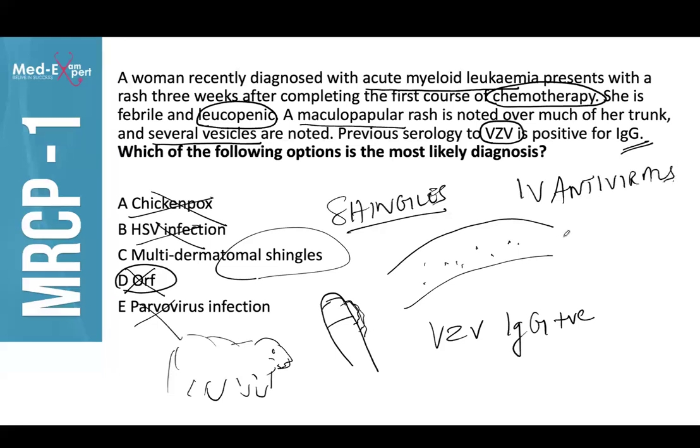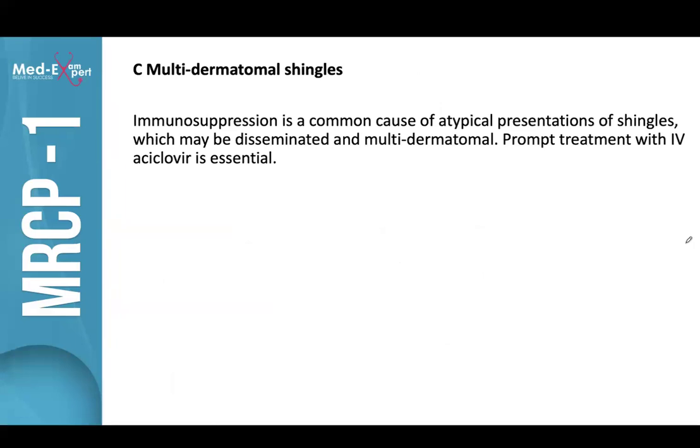In the UK, preferably, we give IV acyclovir. I just told how chickenpox presents. Another doctor is asking why it's not chickenpox. I just explained. Please rewind the video, and I explained everything. All of you are clear? I told why it is not chickenpox, why it is not HSV, why it is not ORF, why it's not parvovirus. I told how all these diseases present. All of you got it? Clear? I'll go to the next question.